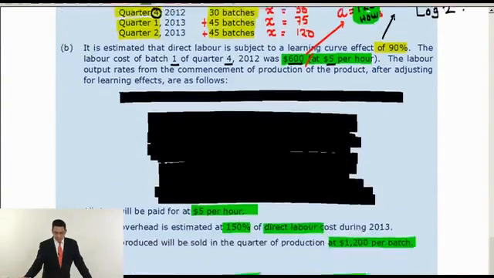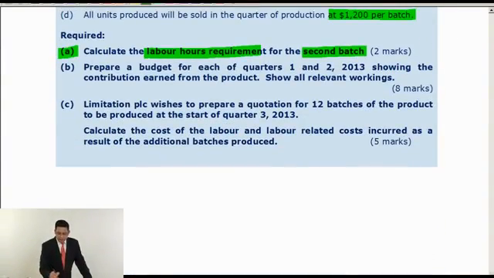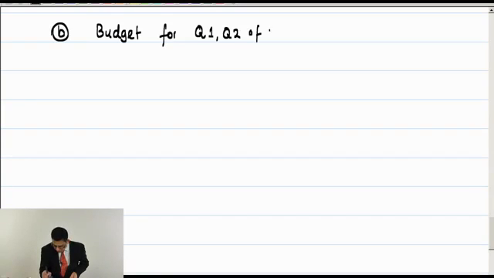Now let's have a look at the next more exciting requirement. Prepare a budget for each of the quarters number 1 and 2 of 2013, showing the contribution earned from the product, show all relevant workings. Now you just need to remind me what is contribution. Oh, that's brilliant. Contribution is simply sales minus variable cost. So what we are looking at here, budget for quarter number 1 and quarter number 2 of 2013, showing the contribution.